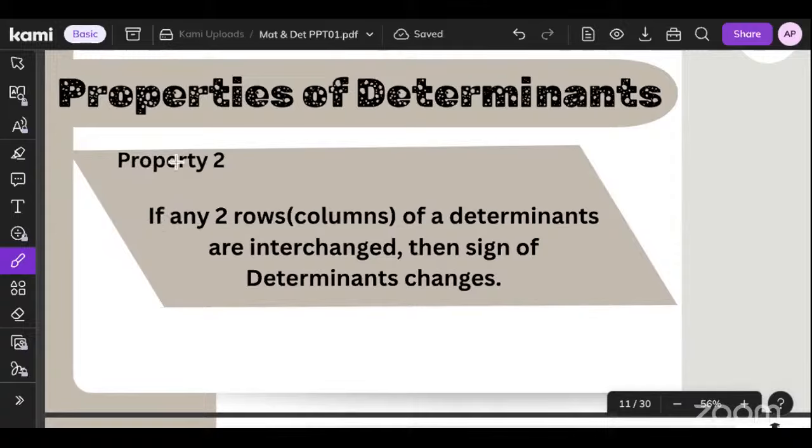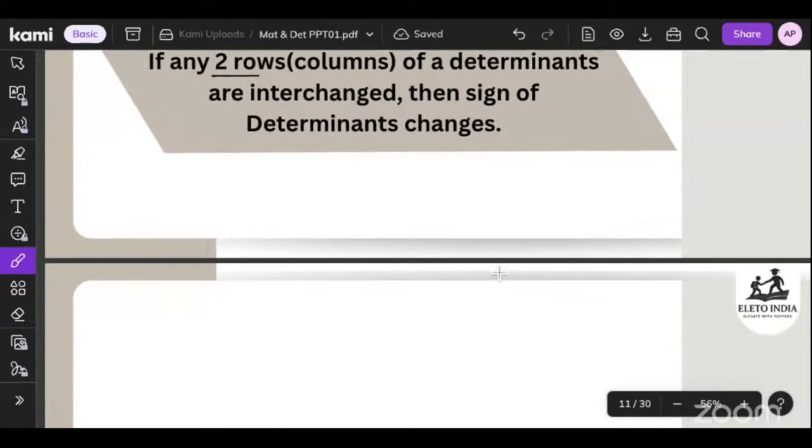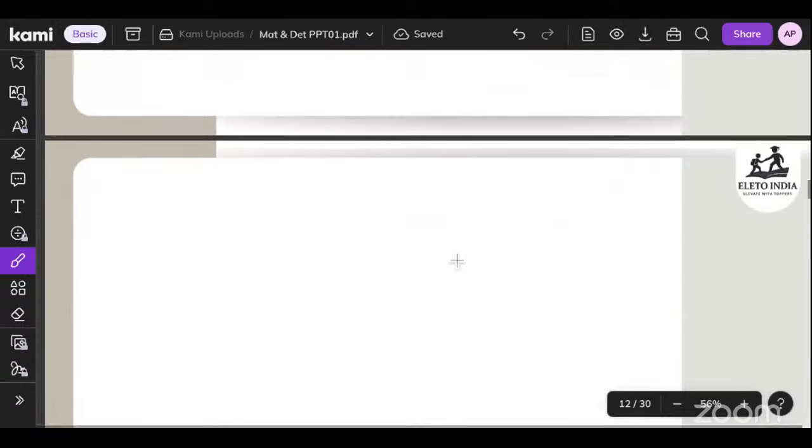Okay. Let us see property 2. If any two rows or columns of a determinant are interchanged, the sign of the determinant changes. What this means is, let us take one practical example, where we take some values for the matrix.